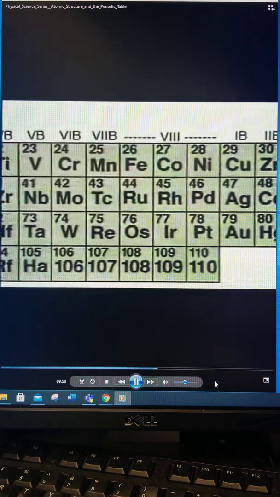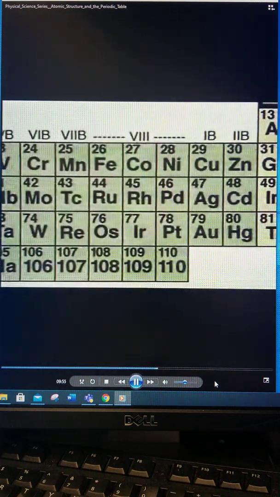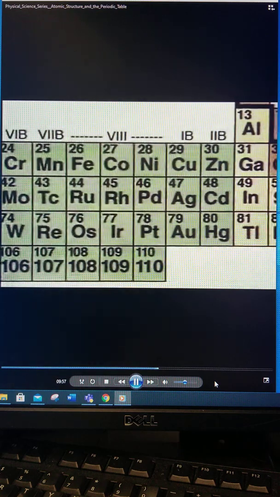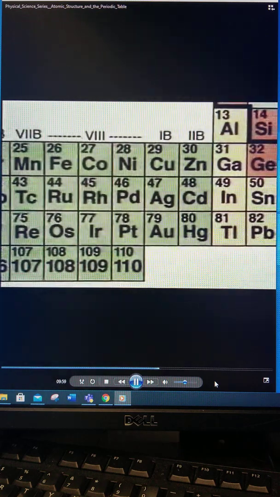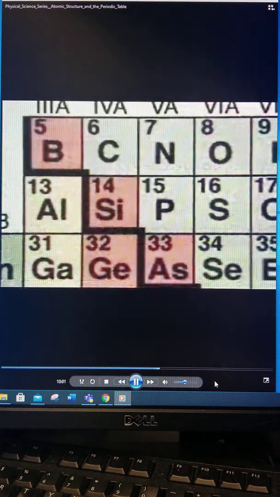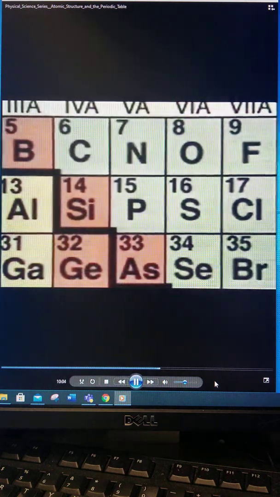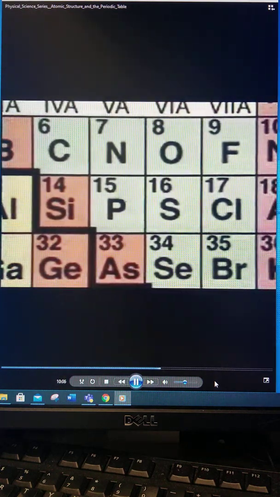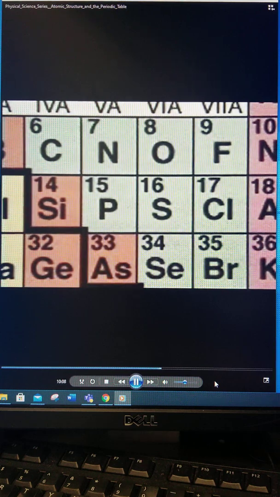The atomic numbers increase in regular intervals. For example, you see how the atomic number increases starting with silicon with an atomic number of 14, then phosphorus with an atomic number of 15, then sulfur with an atomic number of 16, and so on.